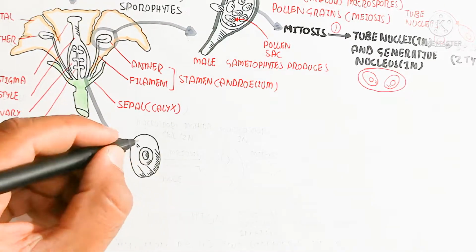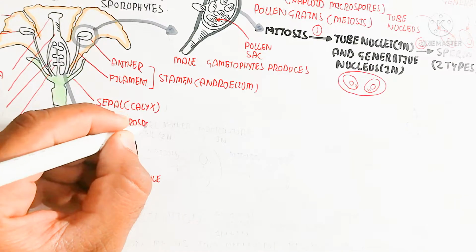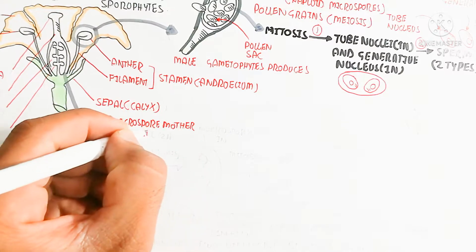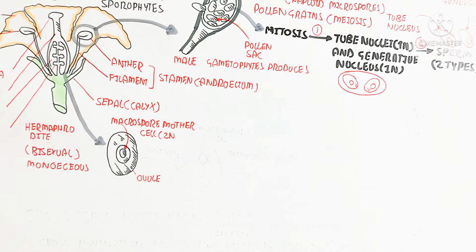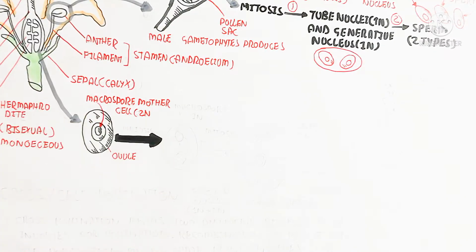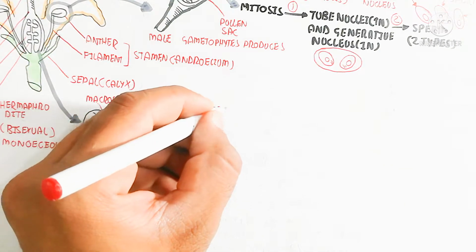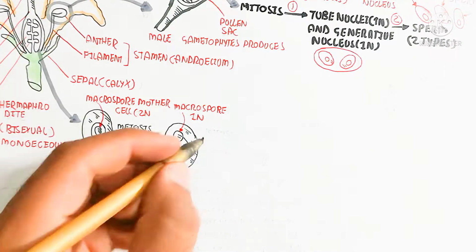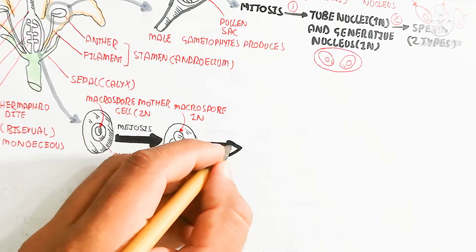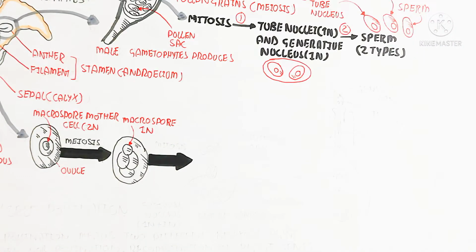This is the female reproductive organ, which contains an ovule. Inside the ovule is the macrospore mother cell. It is diploid, but through meiosis this diploid cell converts into the haploid macrospore. This haploid macrospore formation leads to further mitosis of the haploid macrospore to produce different types of cells.